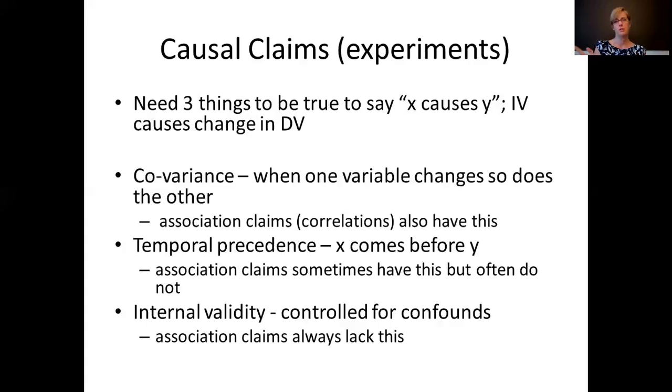Now, this is what correlations never have, because association claims, correlations, I'm using those interchangeably, you're just going out and measuring variables as they are. And in any correlation, there's always the issue of, well, okay, we see this relationship between the variables, but it could be something outside of it that's driving it, some third variable. And this is what experiments are designed to rule out and to control for. So experiments have this internal validity, and correlations or association claims don't. So that's the big thing.